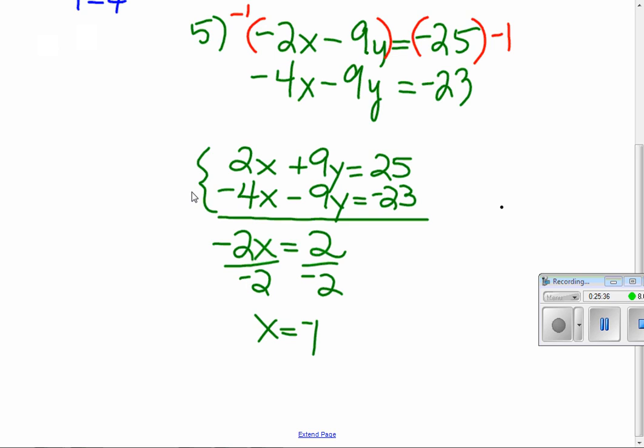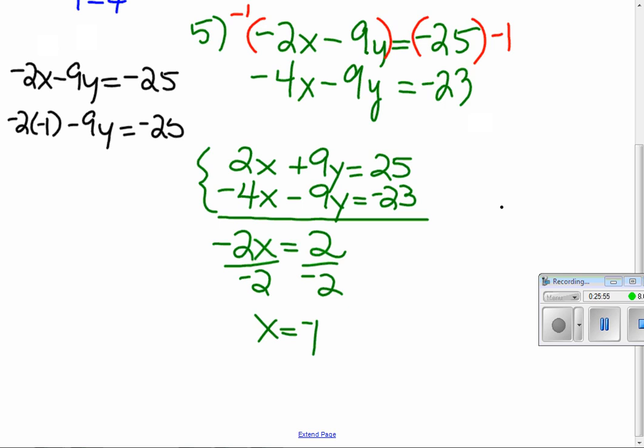It doesn't matter which equation. If I made a mistake in my beginning, it doesn't make any difference. Everything's wrong. So I'll take the negative 2x minus 9y equals negative 25, and let's put this in. And you may want a calculator. This is negative 2 times negative 1 minus 9y equals negative 25. What's negative 2 times negative 1? Negative 2 times negative 1 is positive 2. How do you solve for y?